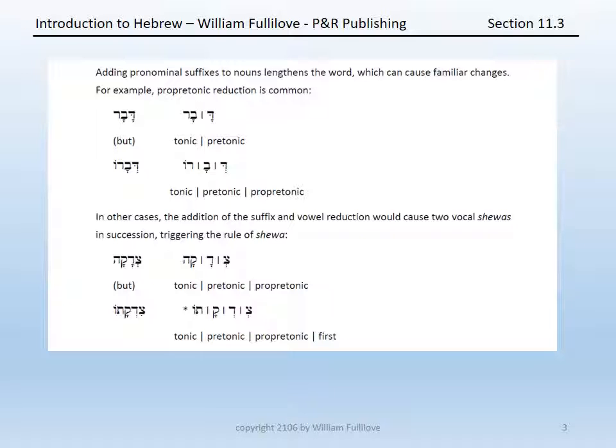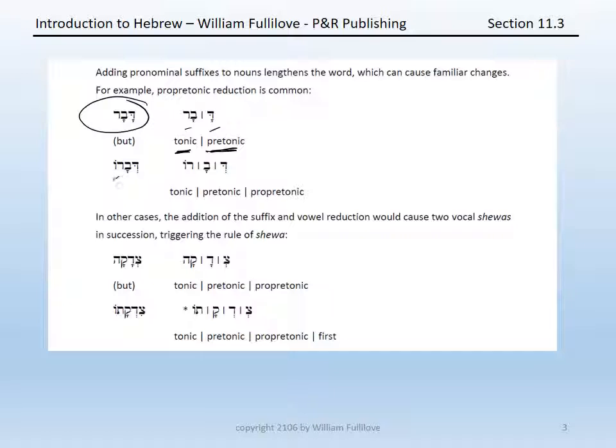The addition of pronominal suffixes to nouns will lengthen the word. In many cases, that lengthening of the word in question will cause changes which are starting to become familiar to you. First, propretonic reduction is quite common. We would have davar, which is simply a two-syllable word, da, var. Var, the last syllable, is the tonic; da is pretonic.